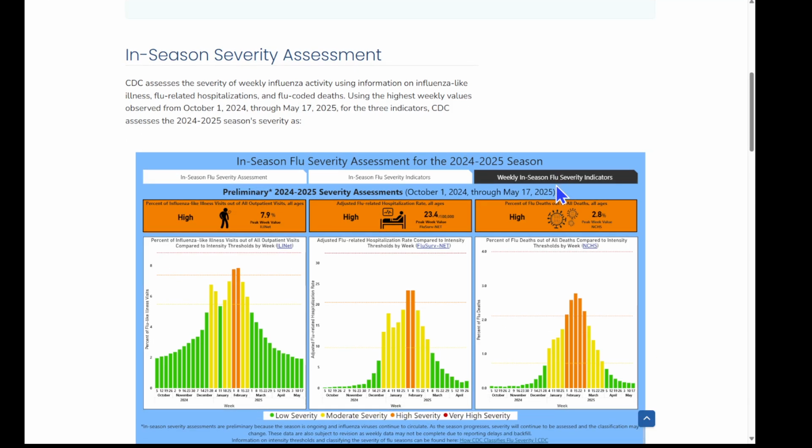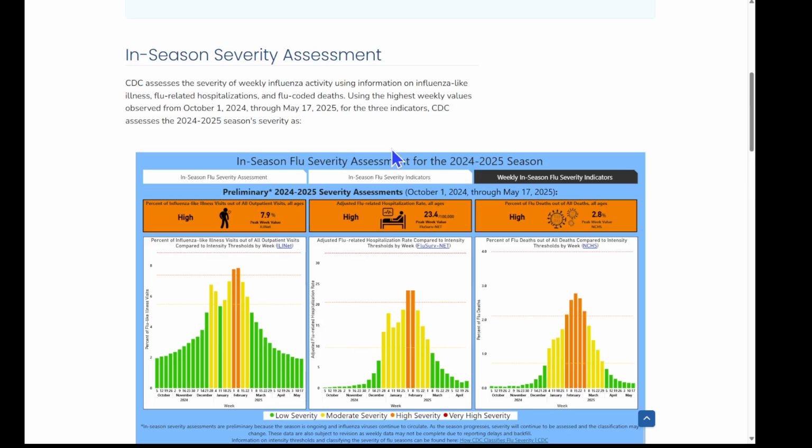So the peak influenza-like illness rate nationally was 7.9%. That's high. That's not extreme. Not very high is what I call extreme. So very high would be somewhere around 10%. But this is what we had.